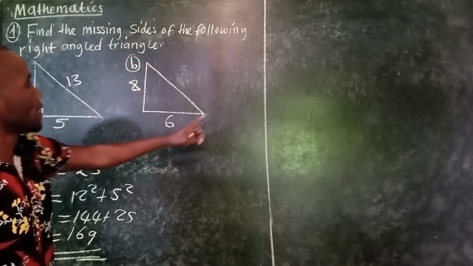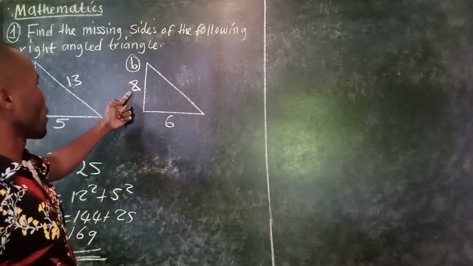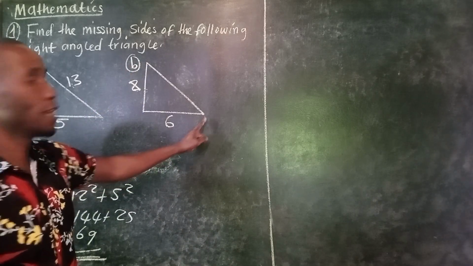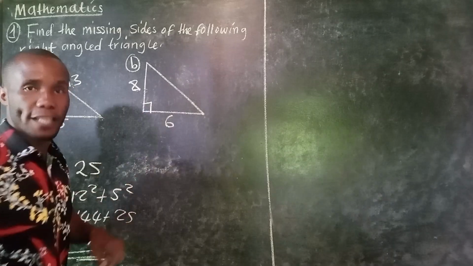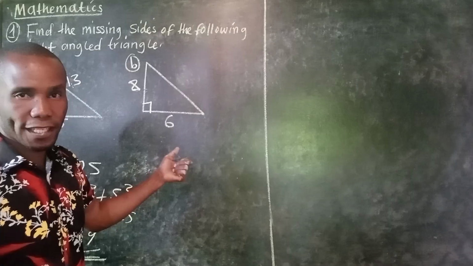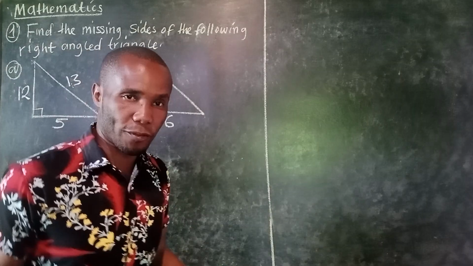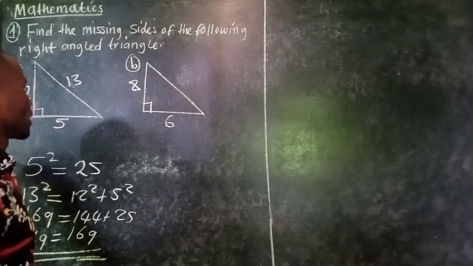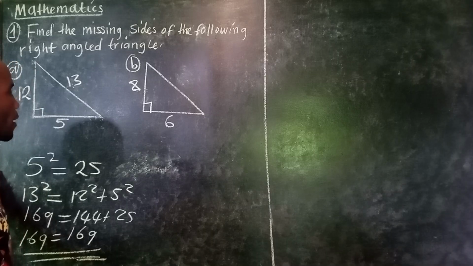So if the number is even, you can either use this one, because the one that you are looking for here is the hypotenuse, because the right angle is there. So you can either use this 8 or you use 6. Any of these, you can get 1. Okay? So let us get even 6 and see.